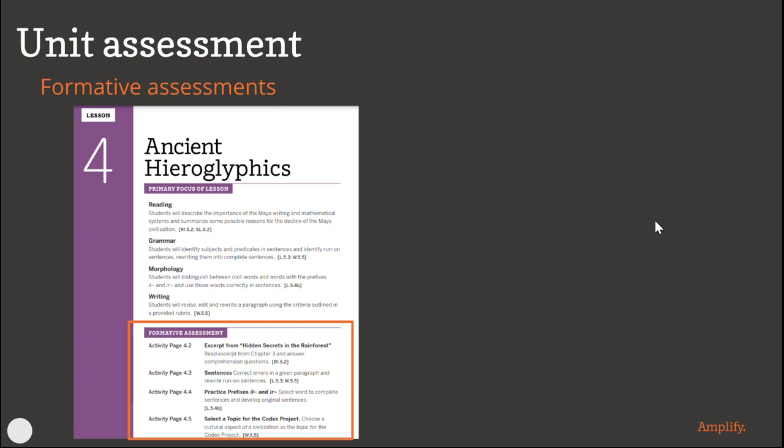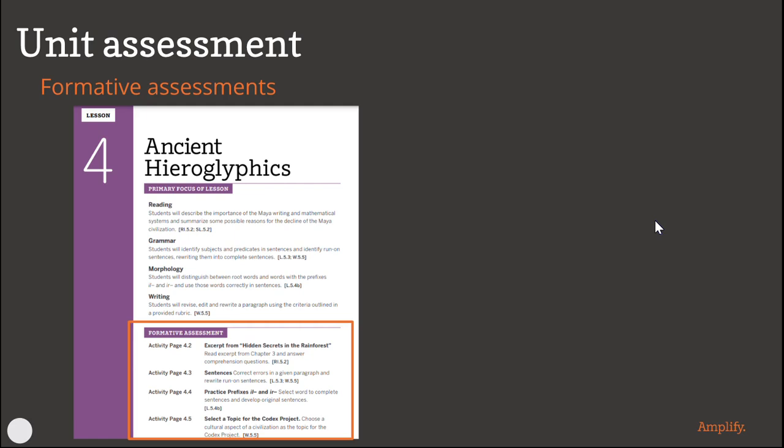Let's move on to formative assessments found throughout the unit. Throughout the unit, students will engage in a variety of learning experiences that will prepare them to successfully master the primary focus objectives of each lesson. As you may recall from your initial training, the easiest way to identify the formative assessments of the lesson is to refer to the lesson overview. You see the Lesson 4 overview here. The primary focus objectives and formative assessments will be identified on this page.